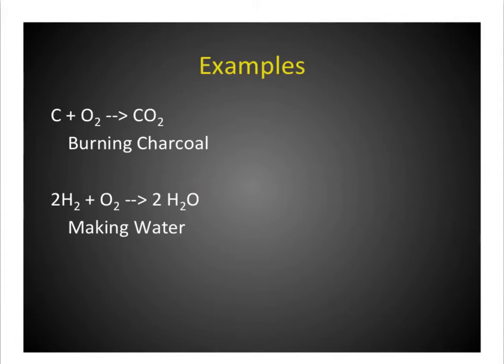If we take a carbon source and we react it with oxygen, we can make CO2, and this is what happens when we burn charcoal. So C plus O2, these would be the reactants. Carbon dioxide is the product. So we have the reactants on the left and the products on the right.